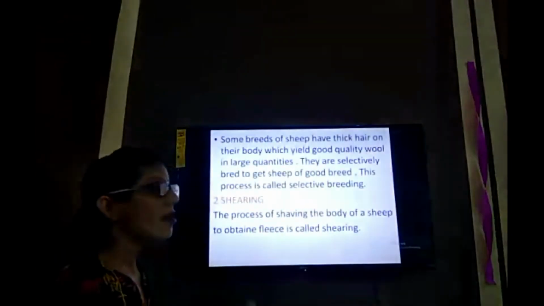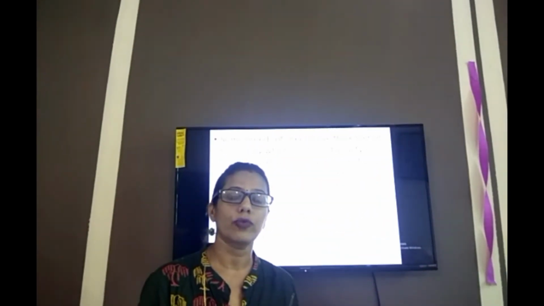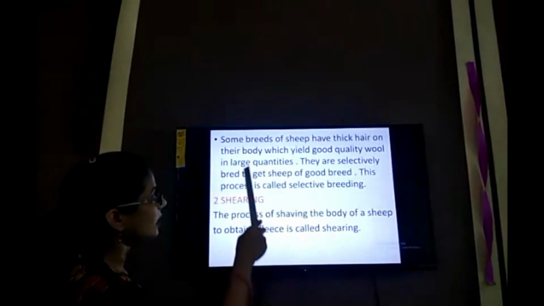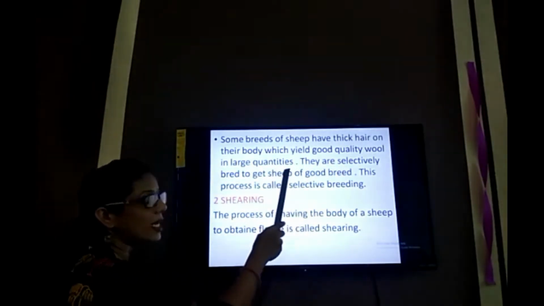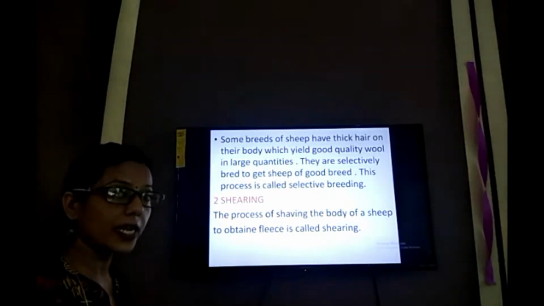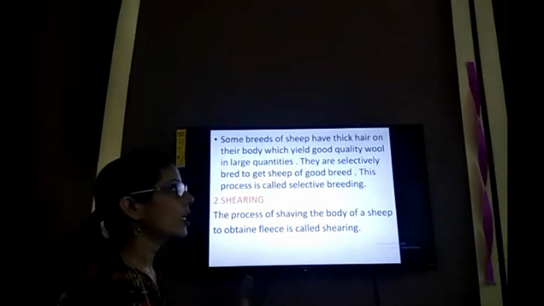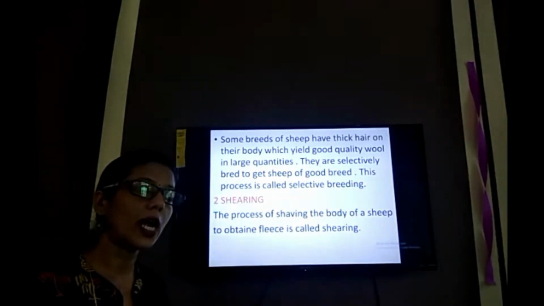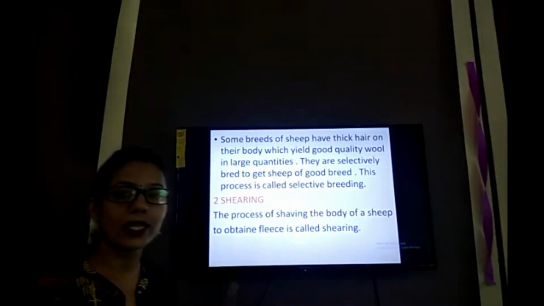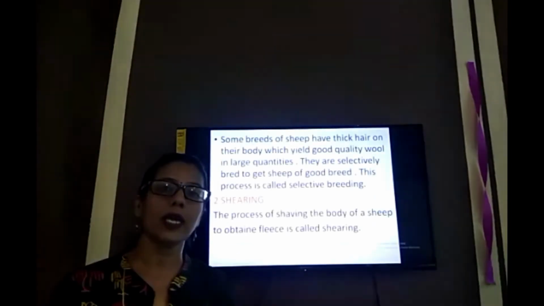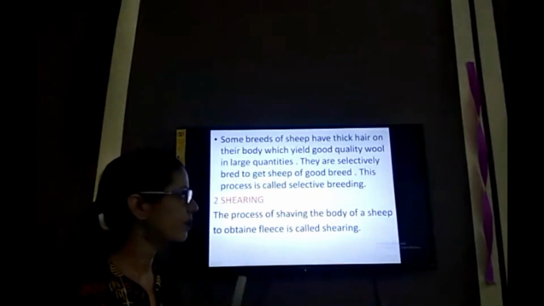But for breeding, rearers select sheep with specific characteristics, such as thick hair on their body which yields good quality wool in large quantities. So rearers select sheep with these characteristics so they can obtain good quality wool in large quantity. This process is known as selective breeding. By selective breeding, rearers can breed sheep with very specific characteristics.